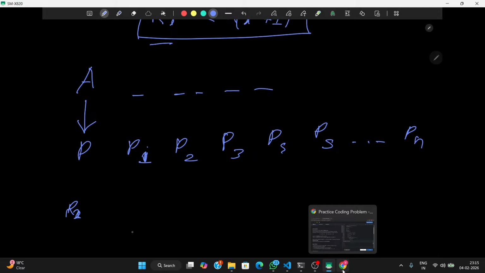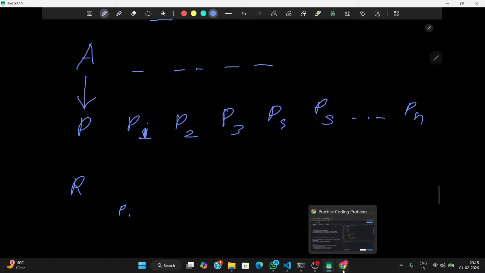Sorry. So for the array R of array P, we will get R1 is equal to 0 since there is only one element. So the maximum minus minimum will be 0. For R2, we will get something like mod of P2 minus P1, right? One of them will be maximum, one of them will be minimum. So we will get something like P2 minus P1.